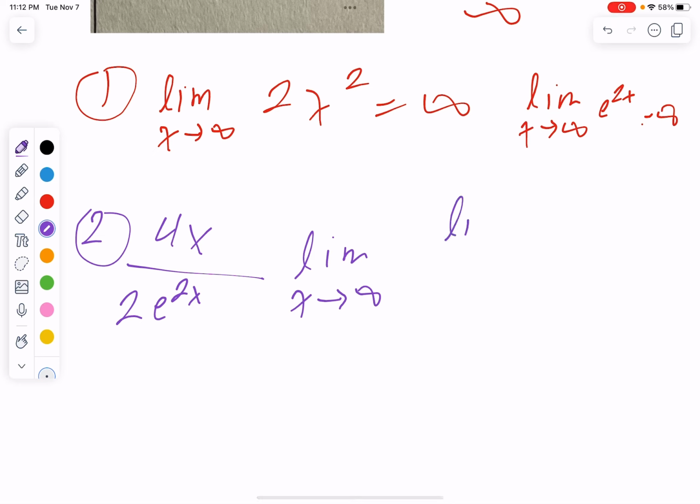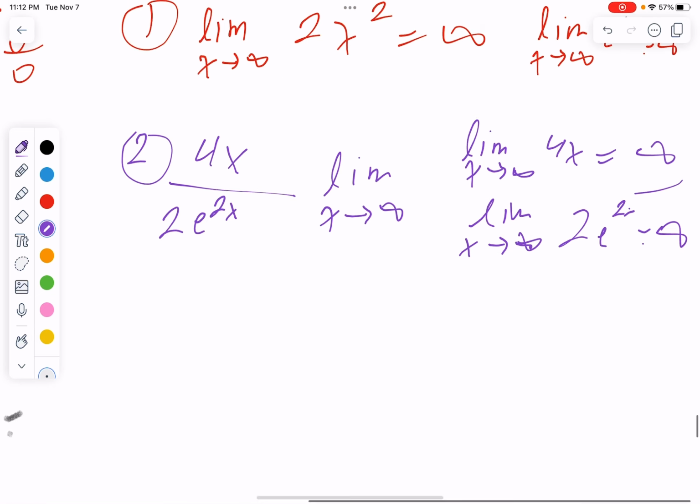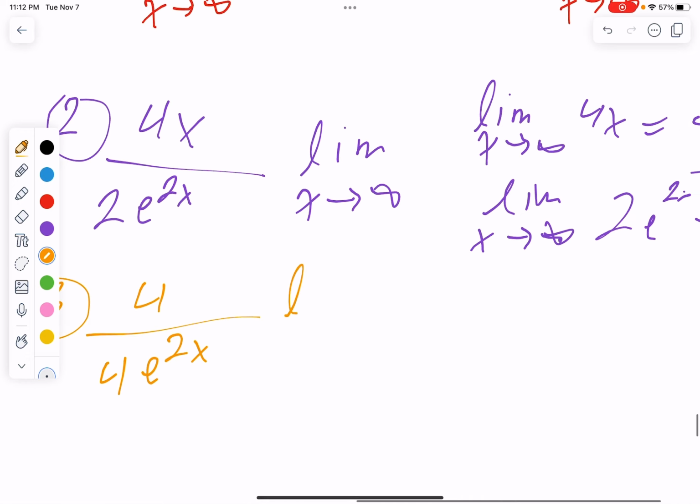Now we try to take the limit again. The limit as x approaches infinity of 4x equals infinity again, and the limit as x approaches infinity of 2e to the x equals infinity again. So once again you have another indeterminate form, and I was correct. You have to do L'Hopital's rule again. Take the derivative, so you have 4 over 2e to the x, and you're taking the limit of this.